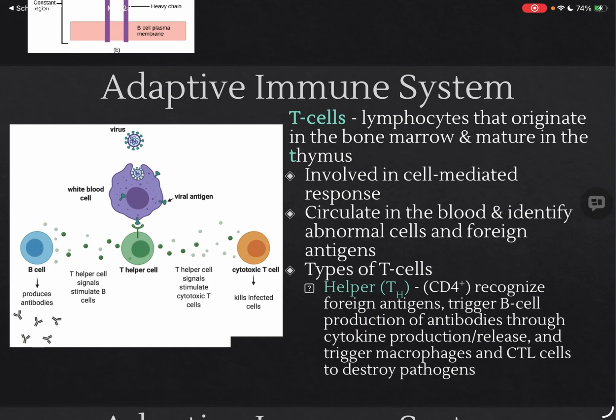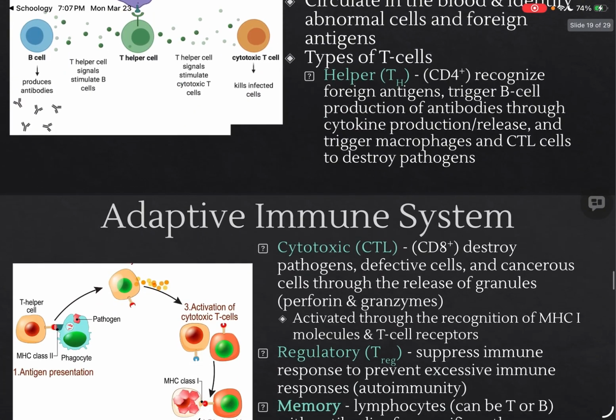T cells. T cells are lymphocytes that originate in the bone marrow and mature in the thymus. They're involved in cell-mediated responses, and they circulate in the blood and identify abnormal cells and foreign antigens. The types of T cells. We have helper T cells, or TH, also known as CD4+. They recognize foreign antigens, trigger the B cell production of antibodies through cytokine production and release, and then they trigger the macrophages and CTL cells to destroy the pathogens.